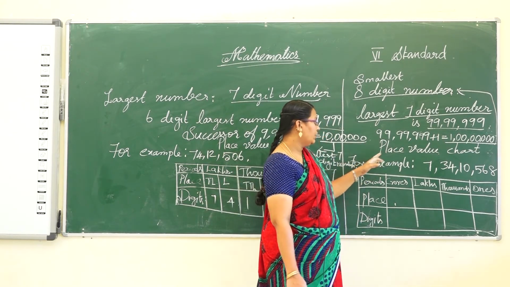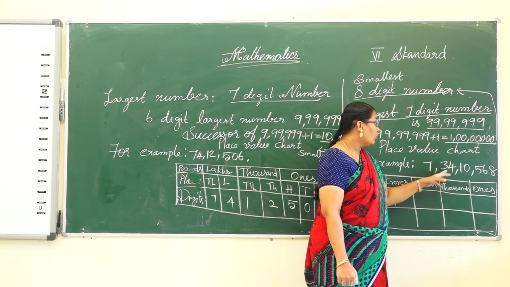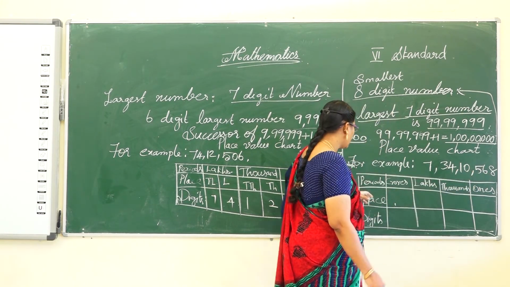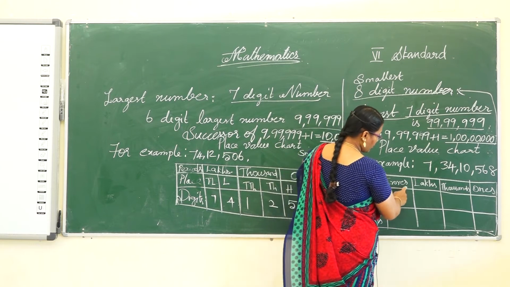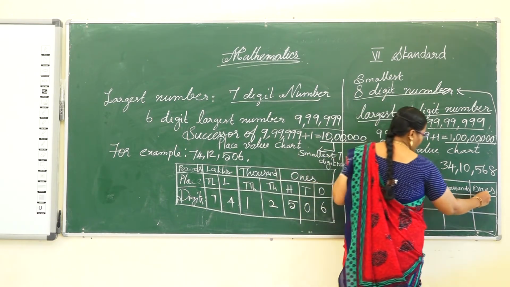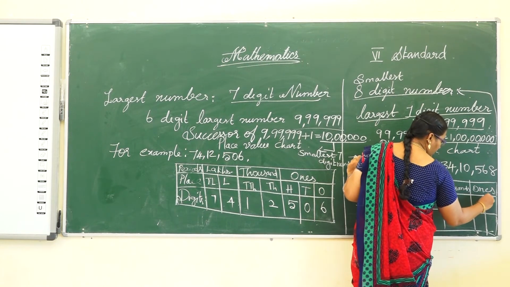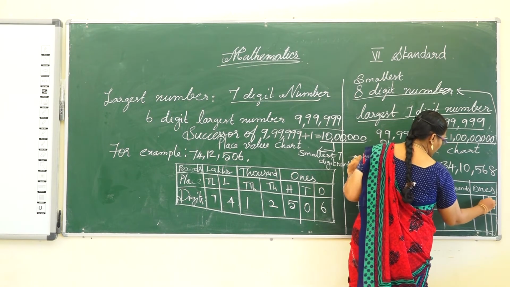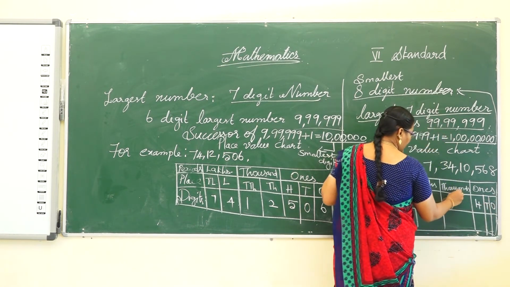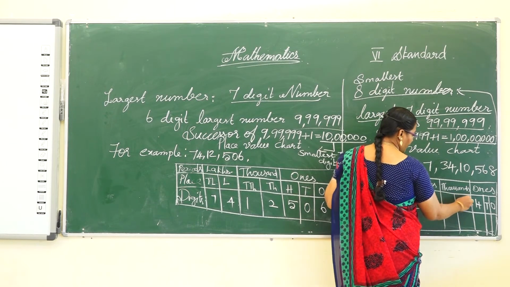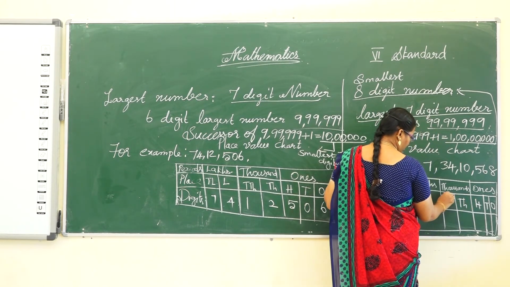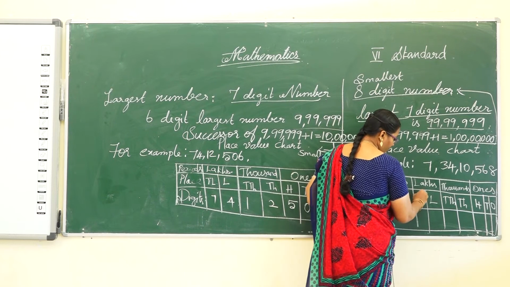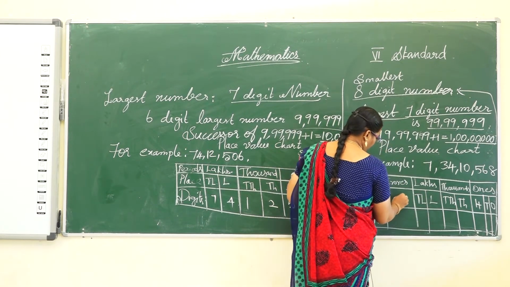Place value chart for the number 7 crore 34 lakh 10,568. So the place value chart has periods: crores, lakhs, thousands, ones. Ones divides into 3 columns: ones, tens, hundreds. Thousands divides into 2 columns: 1000, 10,000. Lakhs divides into 2 columns: lakh, 10 lakh, and then crore.